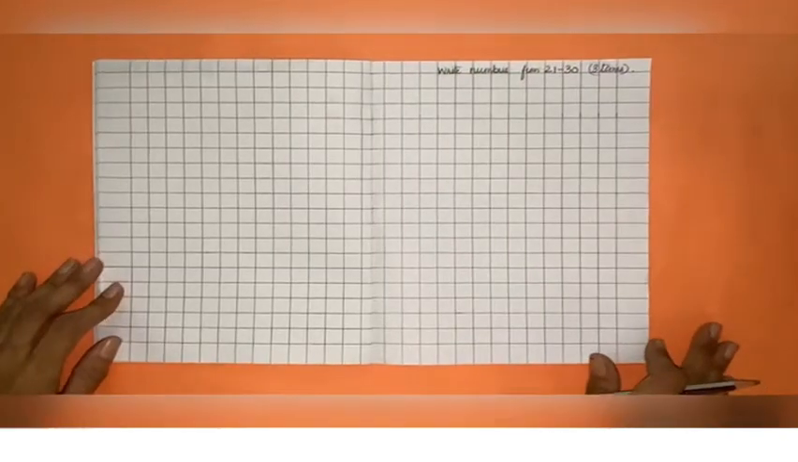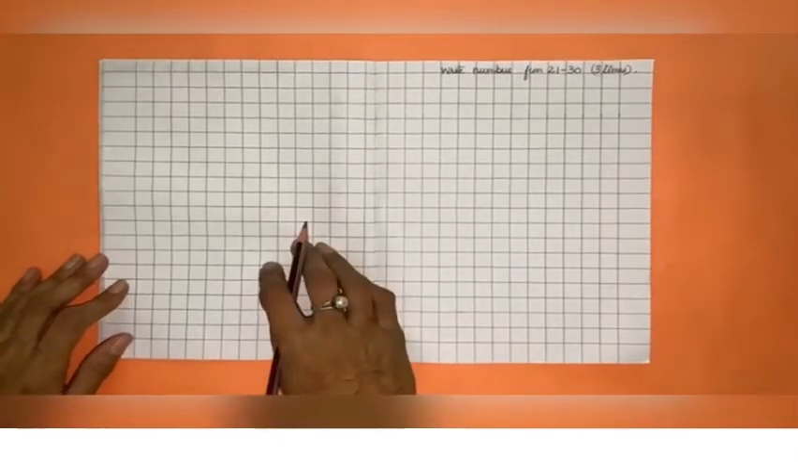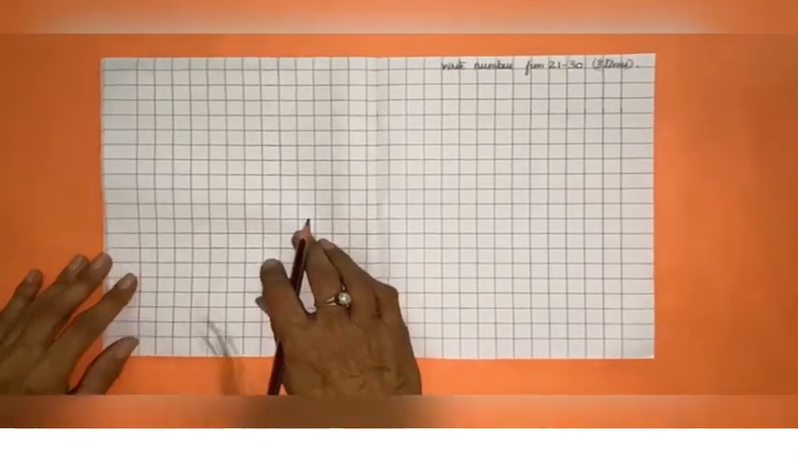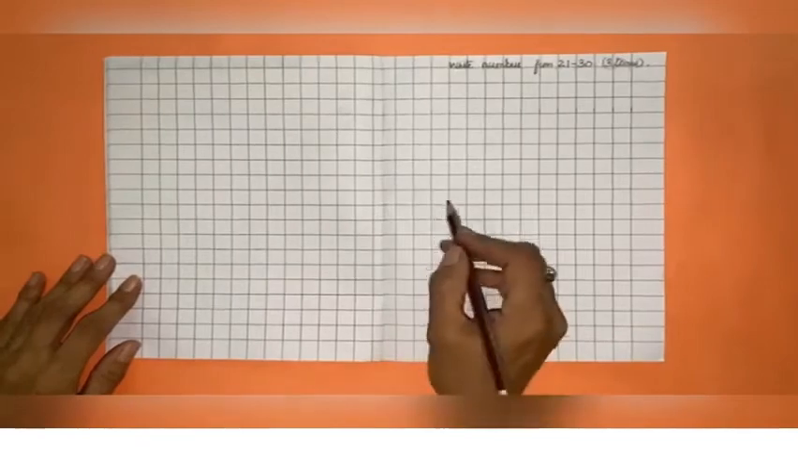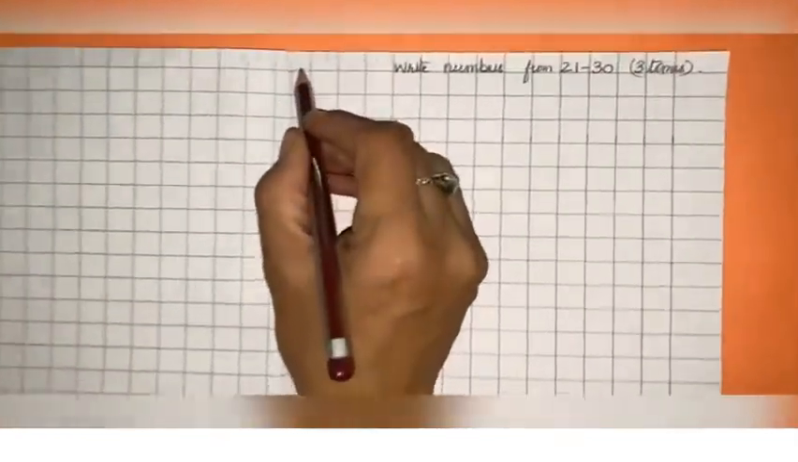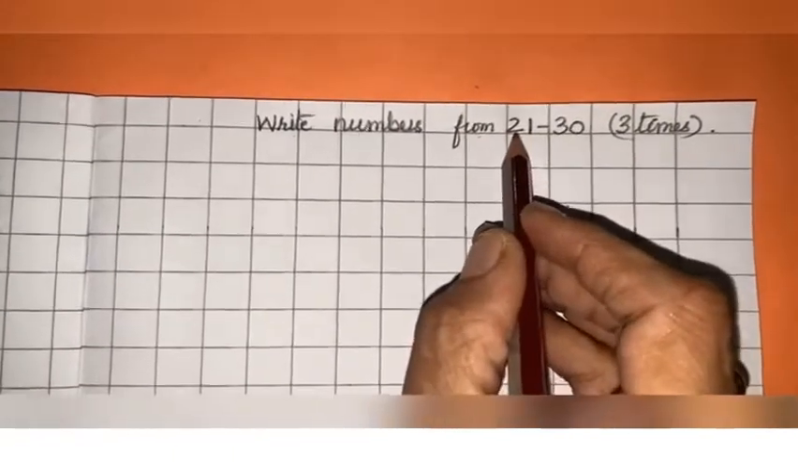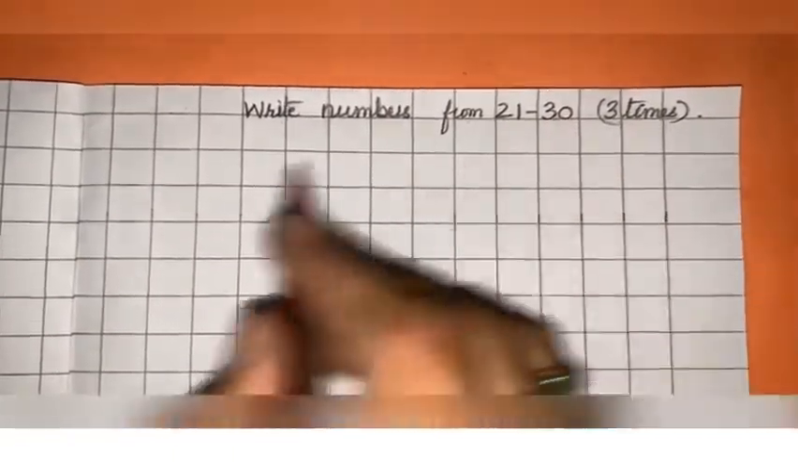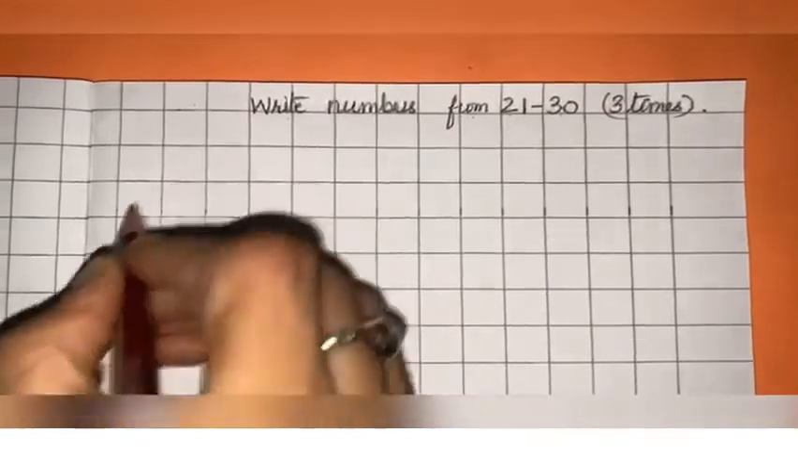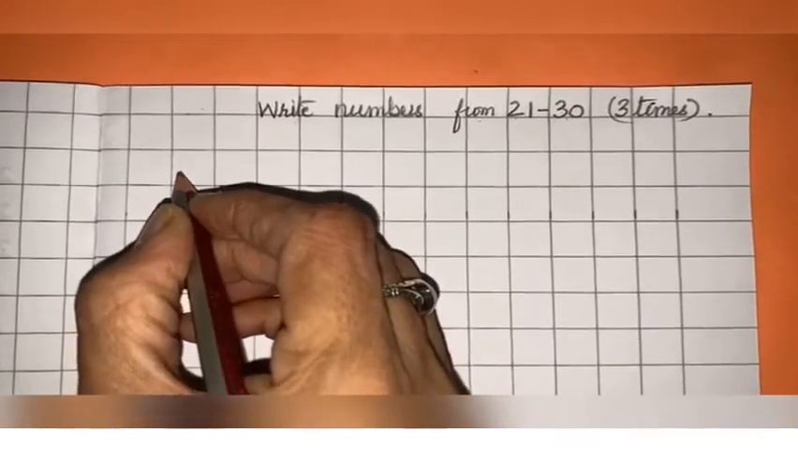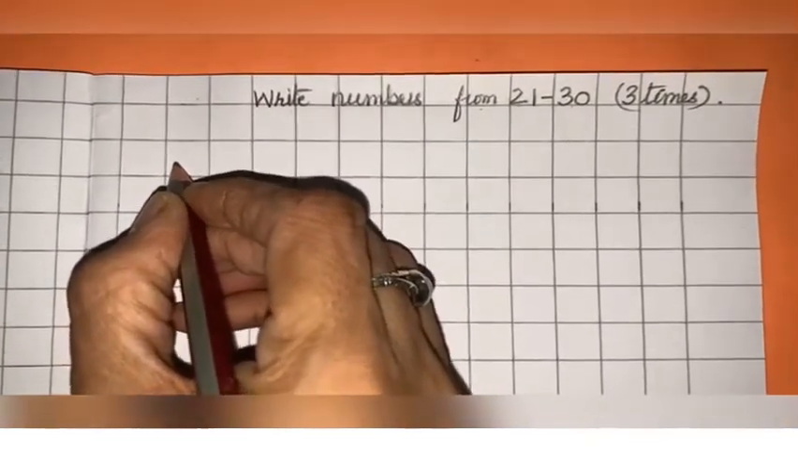Good morning, children. Children, today we'll practice writing numbers from 21 to 30 in the notebook. On the top left side, write today's date. Write numbers from 21 to 30, 3 times, children, okay? Always say and write and touch the line.